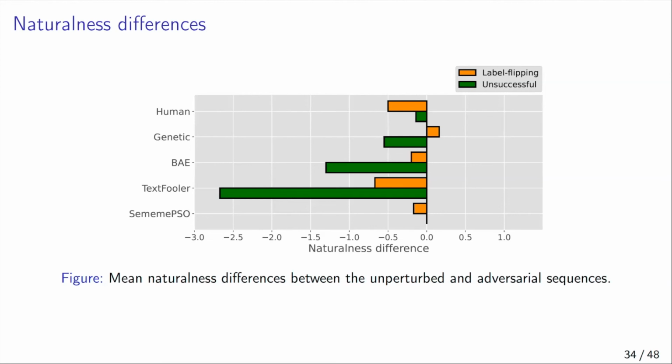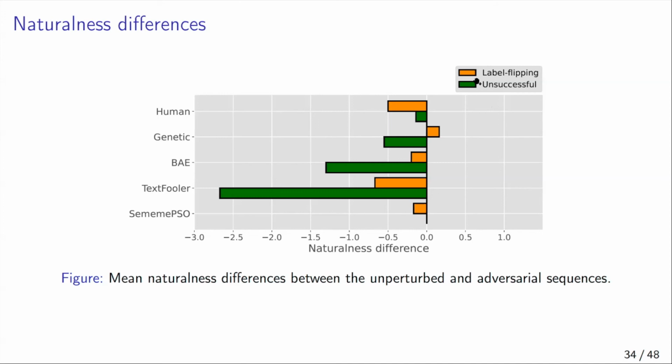divided into label flipping and unsuccessful adversarial examples. And for the label flipping ones, we can see that the human attack, as well as 3 of the 4 automated attacks, introduce a negative naturalness difference, which means that the perturbations decrease the naturalness with respect to the unperturbed sequence. Whereas for the genetic attack, we can see that, interestingly, the naturalness increased after perturbation.